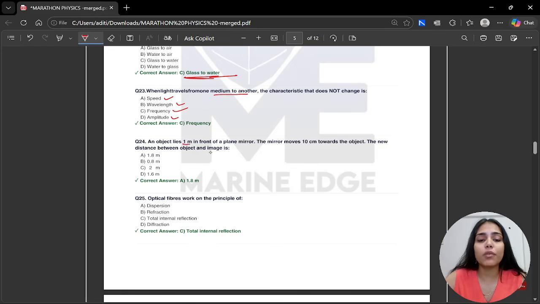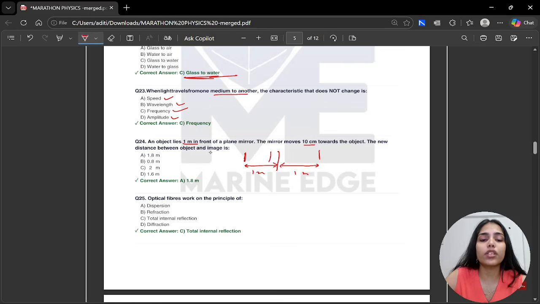An object lies 1 meter in front of the mirror. The mirror moves 10 centimeter towards the object. So we have an object. We have a mirror, and 1 meter away from it, we have an object. So the image will be formed here. So this will also be 1 meter. This will also be 1 meter. Now the mirror moves 10 centimeter towards the object.